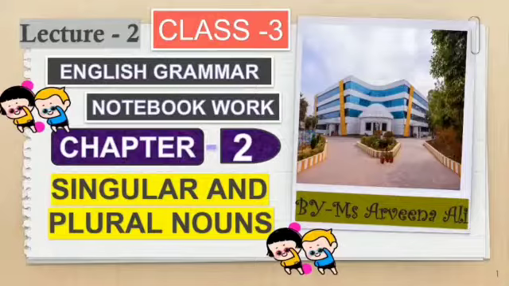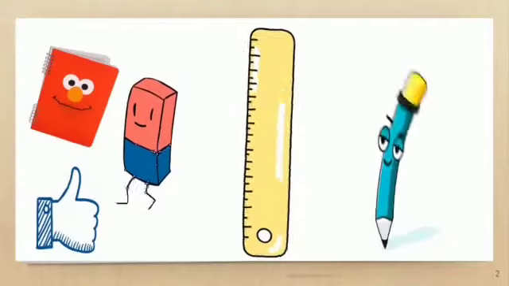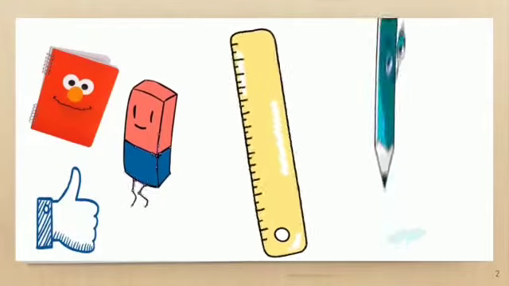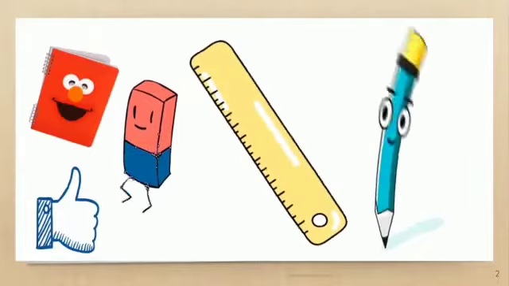Children of class 3, I am going to explain to you how to do your English grammar notebook work of chapter number 2, that is singular and plural noun. Children, in lecture number 1, I have already explained the rules on how to change a singular noun into a plural noun. Now, we are going to do some exercises in the notebook in lecture number 2. Now, children, sharpen your pencil, bring your eraser and scale, and let's get started.